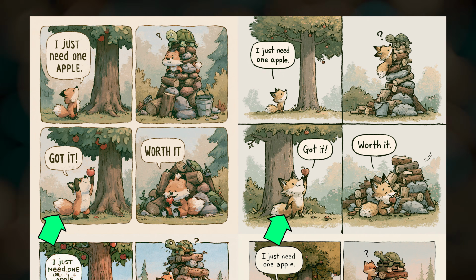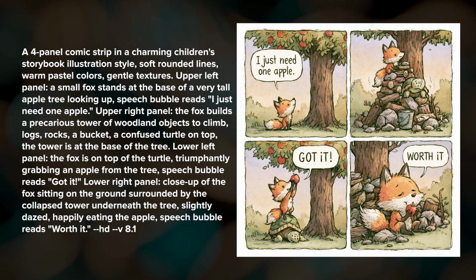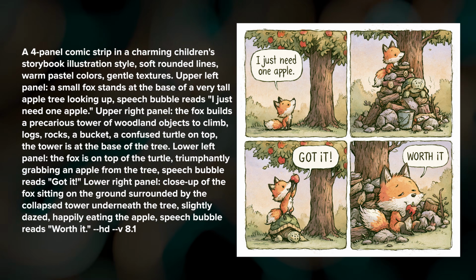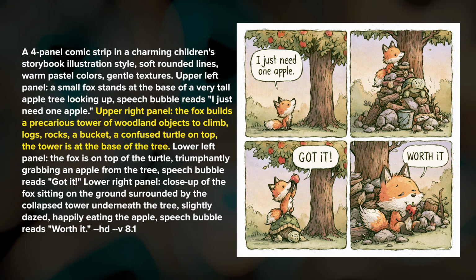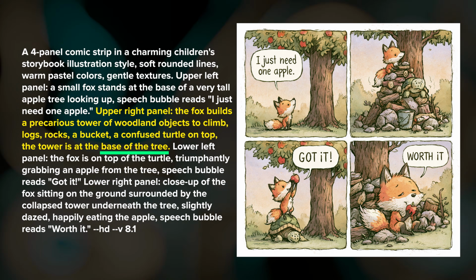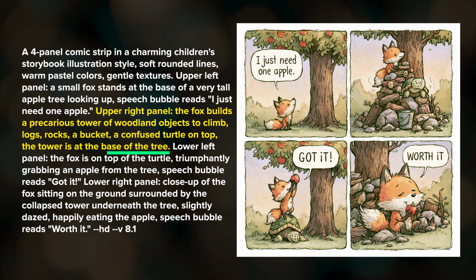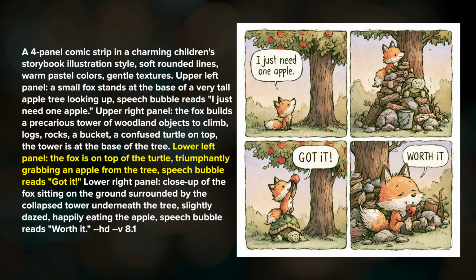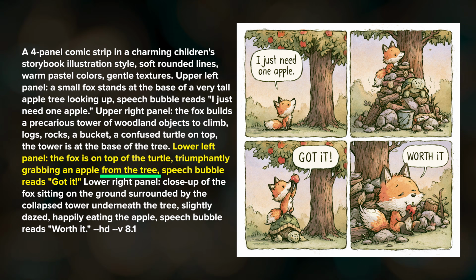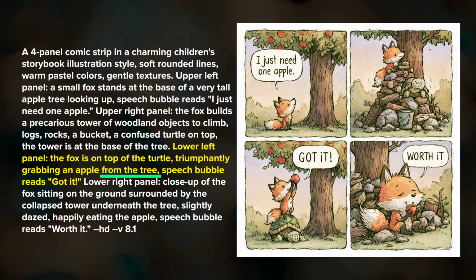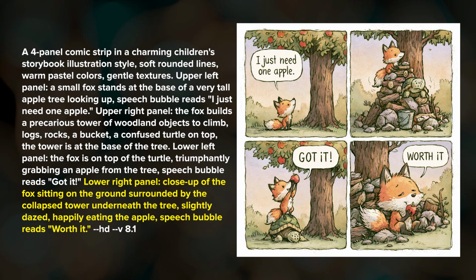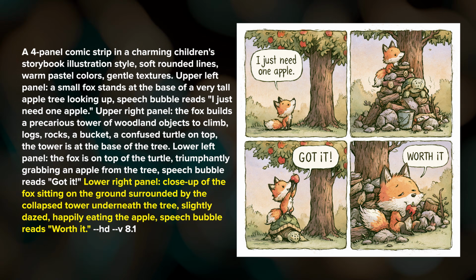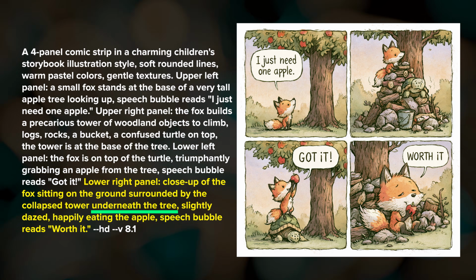And the fox should be on top of the tower when he grabs the apple and not just standing on the ground. So here I tried to fix both of these issues. First, in the upper right panel, I added that the tower is at the base of the tree. In the lower left panel, I added that the fox grabs the apple from the tree, before I just had grabbing an apple. And in the lower right panel, the collapsed tower is now underneath the tree.